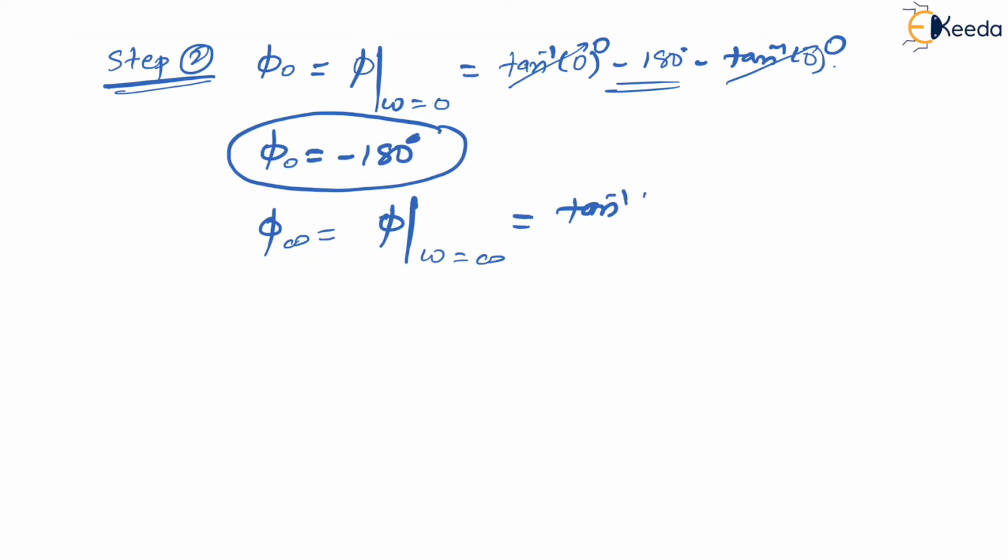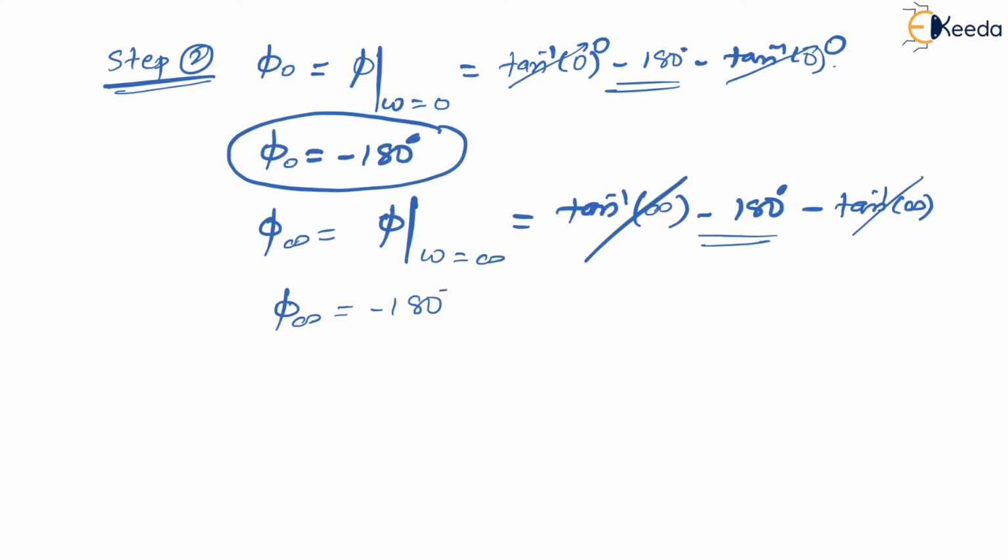So you get tan inverse of infinity minus 180 degrees minus tan inverse of infinity, right? Yes, now we know that tan inverse of infinity is going to be what? This both get cancelled, right? Yes, so what you have left is minus 180 degrees. So phi infinity is going to be minus 180 degrees, right? Now yes, you have these things. You have this phi 0, you have this phi infinity.